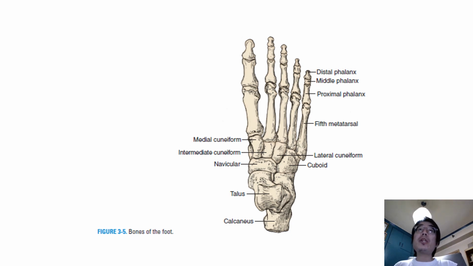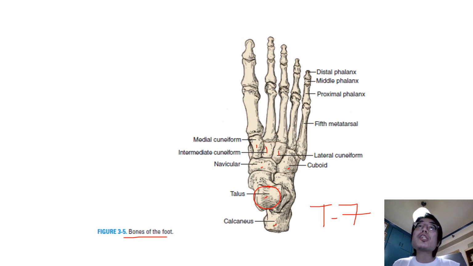Finally, let's go into the bones of the foot. Starting from proximally to distally, we have the tarsus. The tarsus is comprised of 7 tarsal bones, starting here with the talus, the calcaneus, the navicular bone, the cuboid bone, and 3 cuneiform bones.